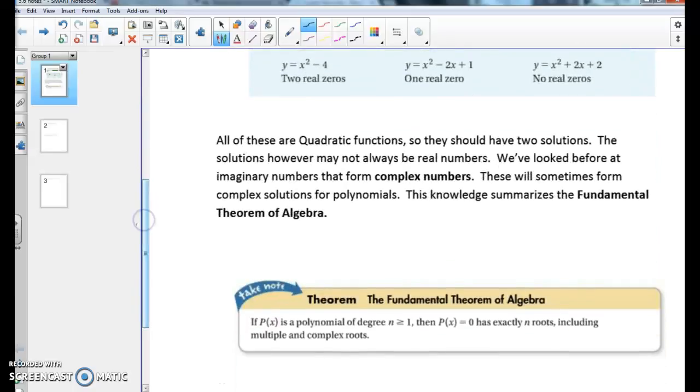But like the description says, all of these are quadratic functions, meaning it's like something squared. So they should have two solutions. The solutions, however, may not always be real numbers. And that's the key thing in this section. You may have solutions that are not real, and if they're not real, that means they are complex. So remember, imaginary numbers in a plus bi form. These will sometimes be complex solutions for the polynomials. This knowledge summarizes the fundamental theorem of algebra.